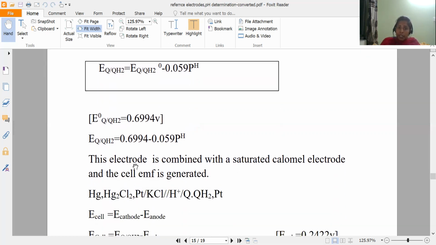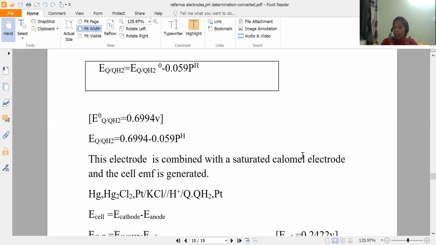Now this electrode is combined with the saturated calomel electrode and the cell EMF is generated. The EMF is generated in the potentiometer because the potentiometer is connected to the calomel electrode and the quinhydrone electrode. By using this EMF, we are going to find the pH value. Here the calomel electrode is combined with the quinhydrone electrode. When they combine, the quinhydrone electrode is acting as the cathode and the calomel electrode is acting as the anode.